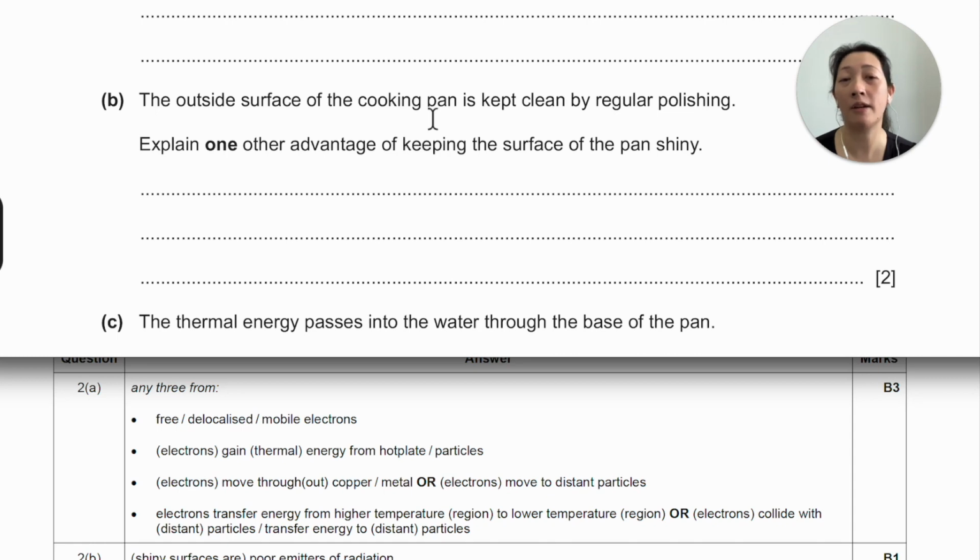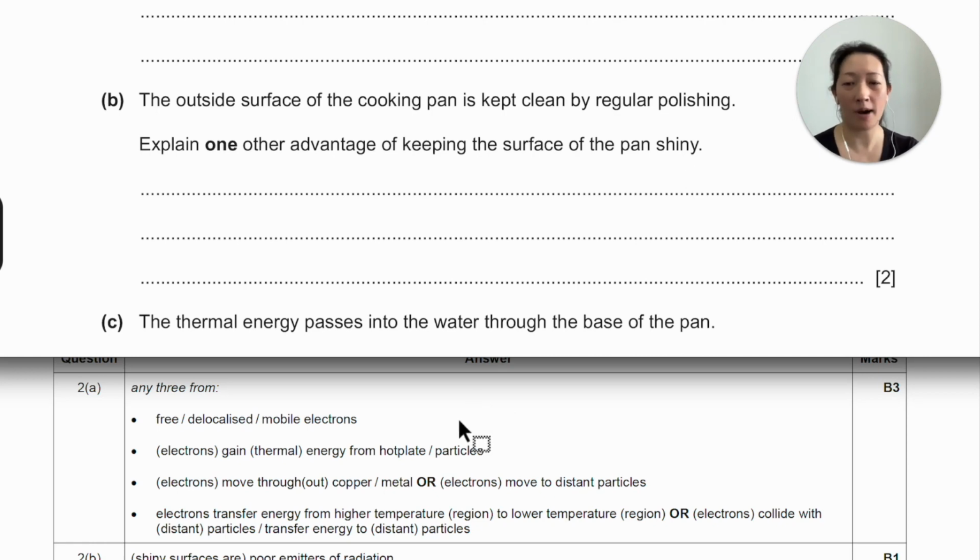Now let's consider radiation. Do shiny surfaces have anything to do with radiation? Yes, they do. Shiny surfaces are very good reflectors of thermal energy, and they're also very poor absorbers and emitters of thermal energy. This question asks us to explain. That means you need to explain the concept of this thermal radiation in terms of the shiny surface.